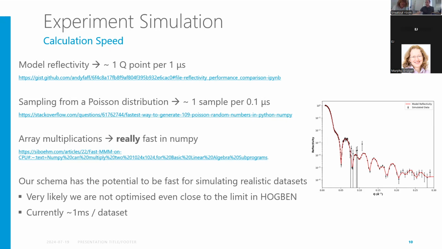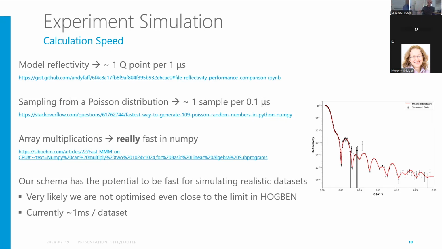Andrew Nelson has made a nice comparison of all of the different calculation engines, and generally you can calculate one key point model in a microsecond. You can sample from a Poisson distribution with NumPy, one sample per tenth of a microsecond. So for each one of those key points, we need to sample from a Poisson distribution. And array multiplications are absurdly fast in NumPy. The only numbers I could find, I couldn't believe, so I didn't put any here, but essentially it's zero.